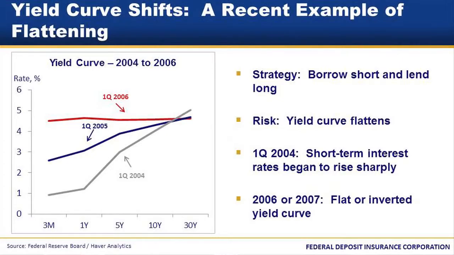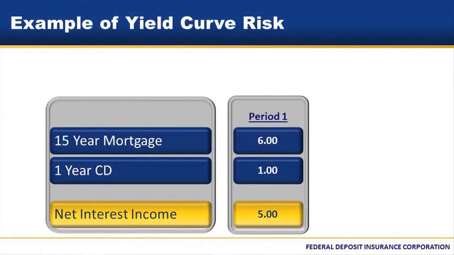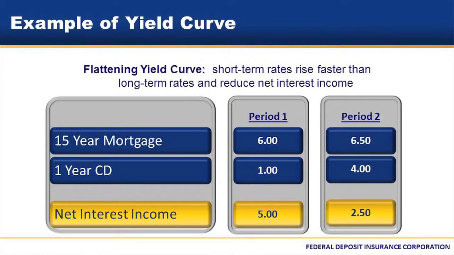Let's look at a simplistic balance sheet example to quantify the impact of changes to the shape of the yield curve. Here, the bank originates a 15-year mortgage that is priced off the 10-year Treasury and funds it with a liability that is priced off the 1-year Treasury. In period 1, net interest income is 5%. But what happens if the yield curve flattens? So here in period 2, the bank originates a new mortgage and earns 6.5%, but funds that with a liability that now costs 4%. As a result, net interest income has declined because of the flattening yield curve.